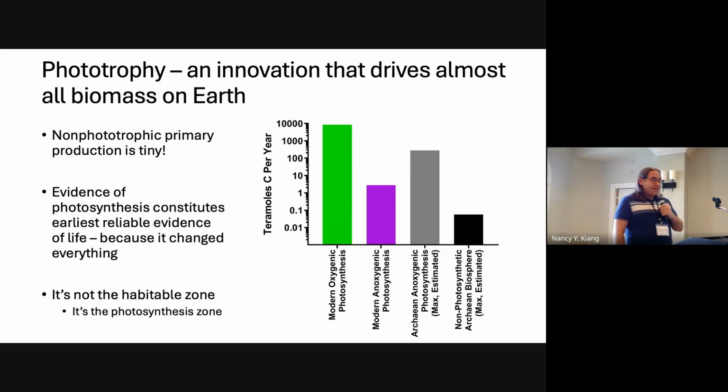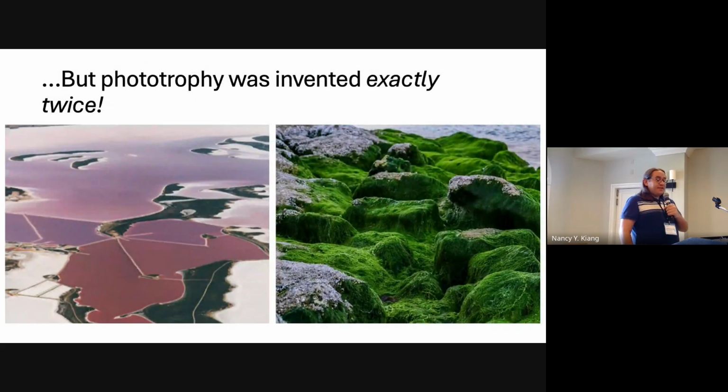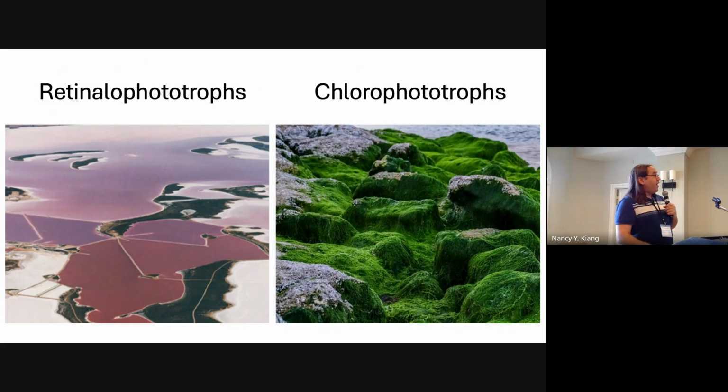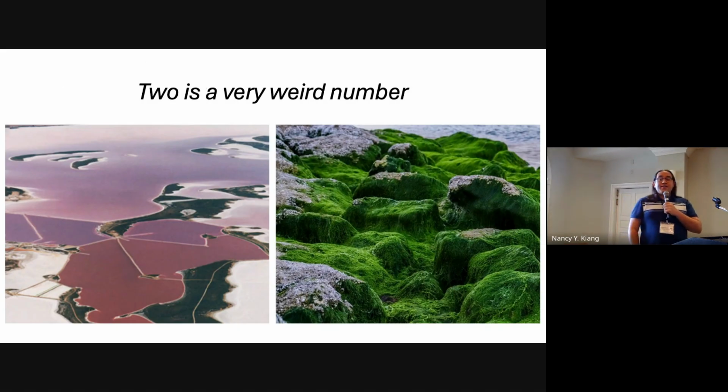And I think it's the second most important thing after the ribosome in the history of life on Earth, for obvious reasons. But what's interesting, phototrophy was invented twice, not once and not a bunch of times, in the form of the retinalophototrophs, using rhodopsin, and the chlorophototrophs, using chlorophyll. That's weird. 2 is a really weird number.